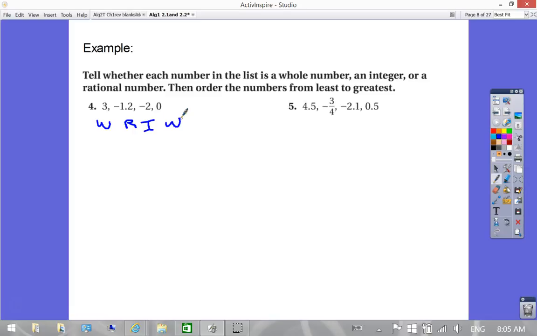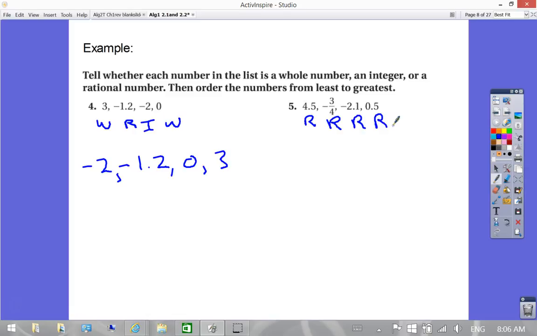Which is the smallest? Negative 2. Negative 1.2. And 3. How about the next one? 4.5 is rational. Negative 3/4. Negative 2.1. 0.5. Okay, put them in order from least to greatest.